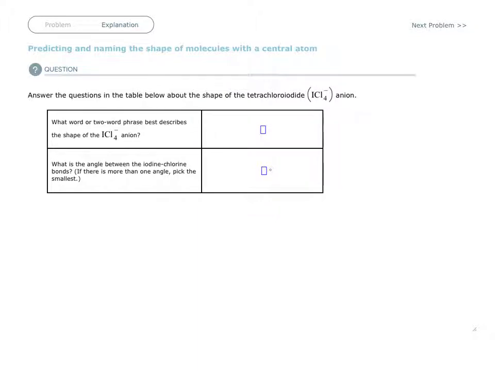Okay, so Lewis dot structure. Always start with Lewis dot first. Let's see. We're going to have iodine in the middle. Obviously, you've got all these chlorines, so they're going to join to the iodine. So you're going to have iodine in the middle, and you're going to have chlorine out to the sides.